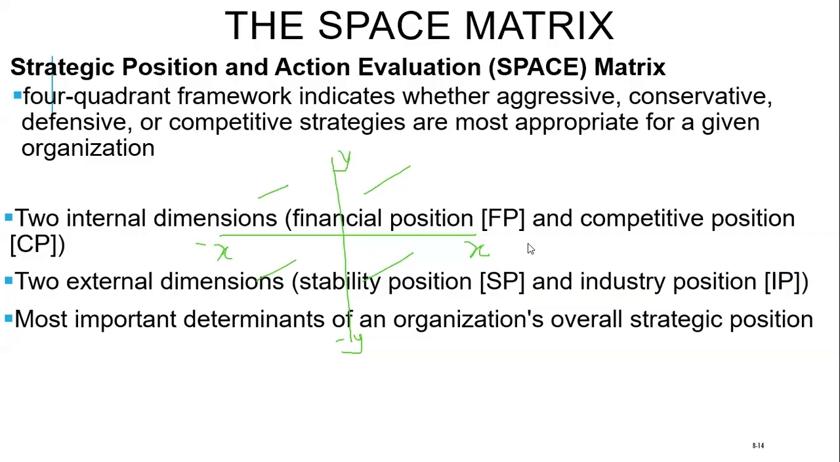Okay, so F, P, then C, P, okay. Then industry position, IP, and stability position, SP. Okay.